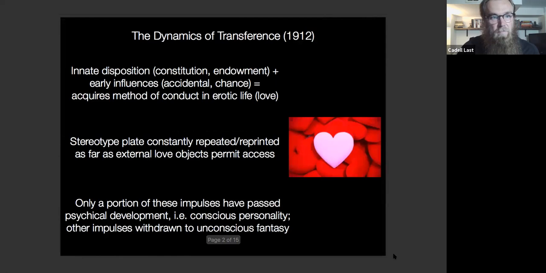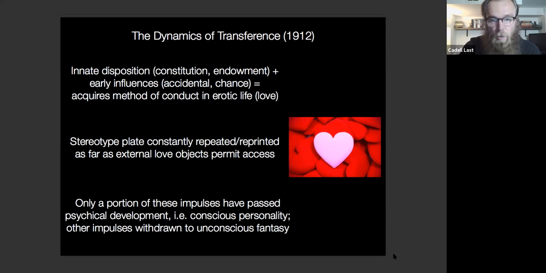So Freud starts off this paper by talking about how a subject comes to love as a combination of innate disposition, our genetics, that is our constitution and endowment, and also our early influences, which are more subject to accidental phenomena and chance. And he makes a footnote in this paper about how he doesn't want psychoanalysis to get stereotyped as suggesting that the causation of neurosis is only from early influences in childhood, that innate disposition and genetics also play a role. He takes great lengths to articulate that there's a complex interaction between the two.